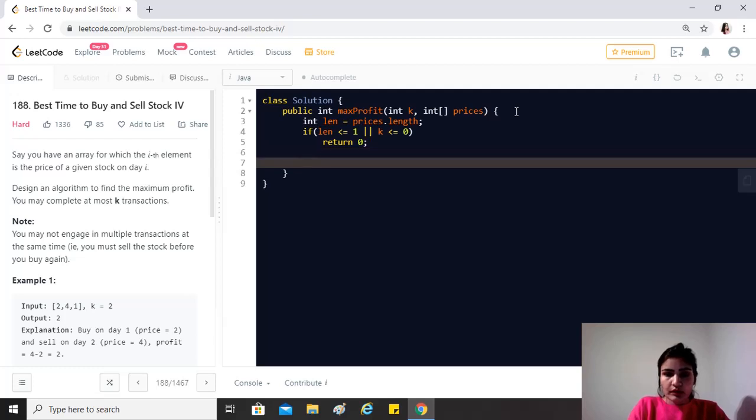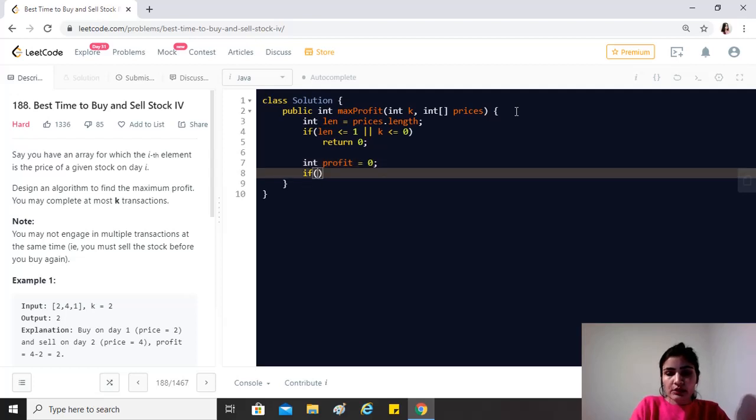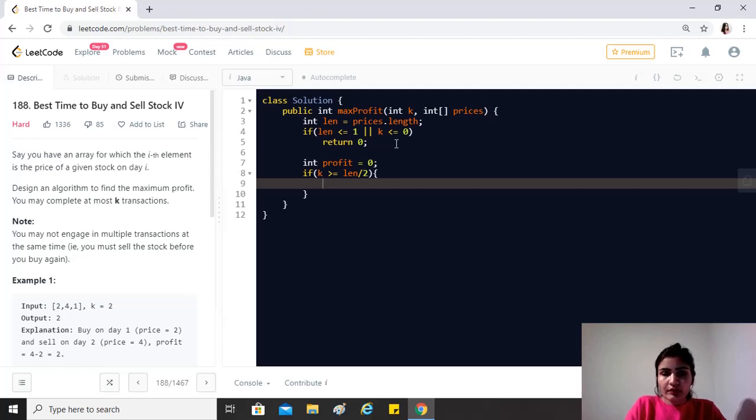Okay. Now, the second thing that we need to check is, so we'll just need to initialize profit to 0. And we'll just check that if k is greater than or equal to length by 2, okay, length divided by 2. So what we're trying to say here is that if k is more than length by 2, right, then this becomes like a question for us where we have any number of transactions that we can make. So what we will do is that we have our profit initialized.